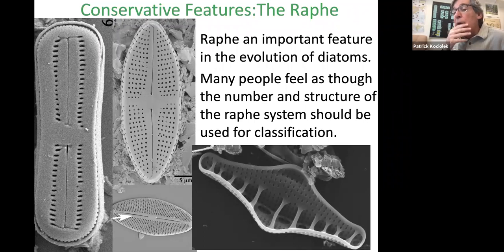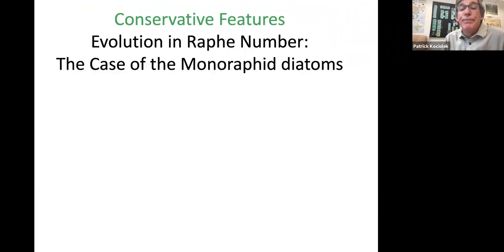So one is the raphe. Raphid diatoms appear to evolve once. And some people think that aspects of the raphe system must be so conservative that we can use that as a way to group things. One of those aspects is the number of the raphes. So this has been one way we've thought about the raphe system.